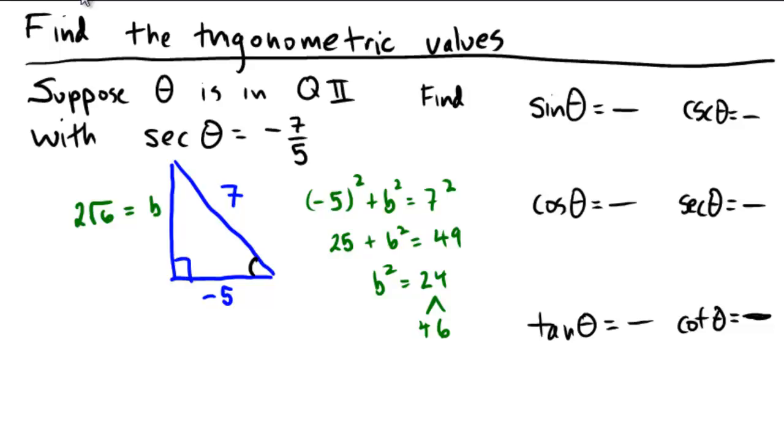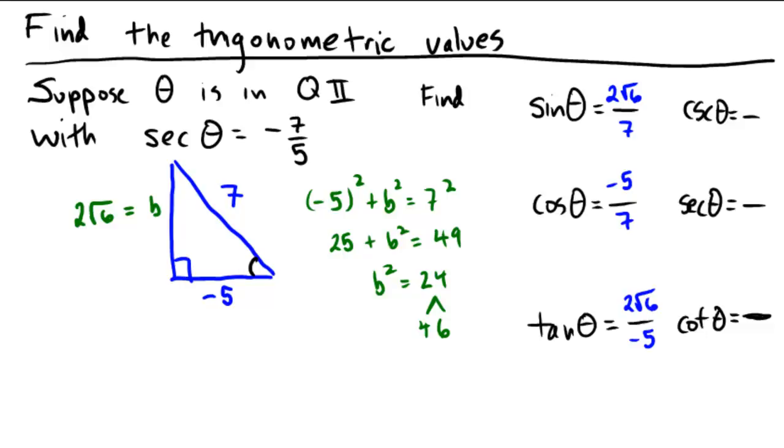And I'm now going to take this and put it into our 6 trig functions. So the sine of theta is opposite over hypotenuse. Opposite is 2 rad 6 over hypotenuse 7. Cosine is adjacent over hypotenuse, -5 over 7. Tangent is opposite over adjacent. So I'm going to get 2 rad 6 over -5.